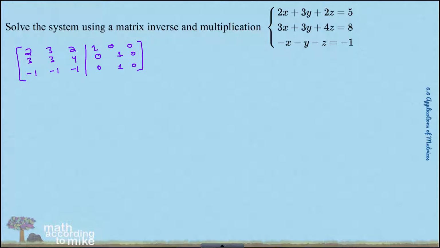There's a bunch of ways we can get a 1 in the 1, 1 position. We could, for instance, swap row 1 and 3 and negate the first row. We can add row 3 to row 1. We could multiply the first row by a half. Any of those are fine.